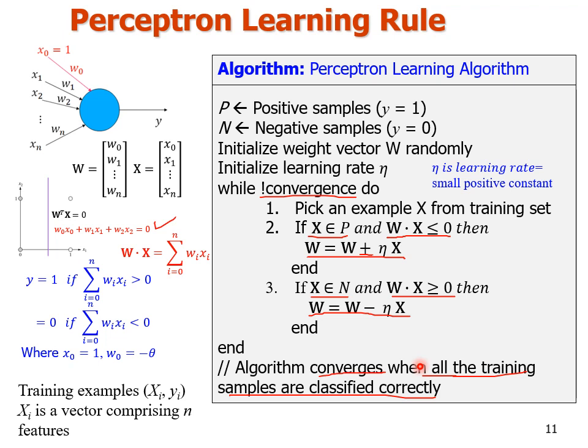data set. Please note here, the role of the learning rate eta is to moderate the degree to which the weights are changed at each step while iterating through the algorithm, and typically it is set to some small value, for example 0.1.